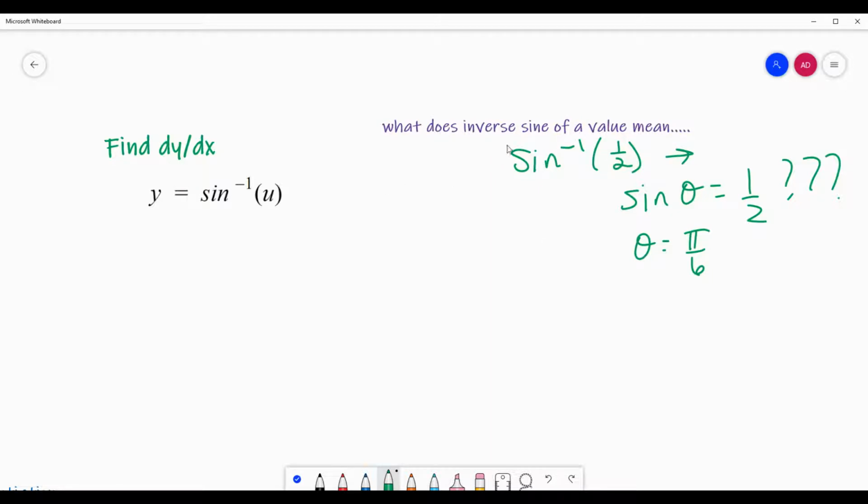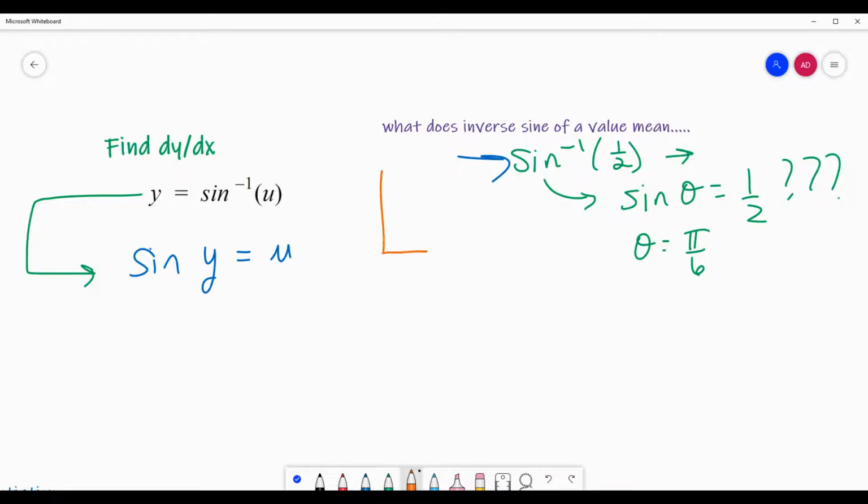So that's a little note to self. We are going to be using this idea of the rewrite. We're going to have to rewrite this function, like we did over here. The sine of some angle known as y is going to equal u. So we're thinking, there's some angle whose sine is u, and my angle I'm going to call y.